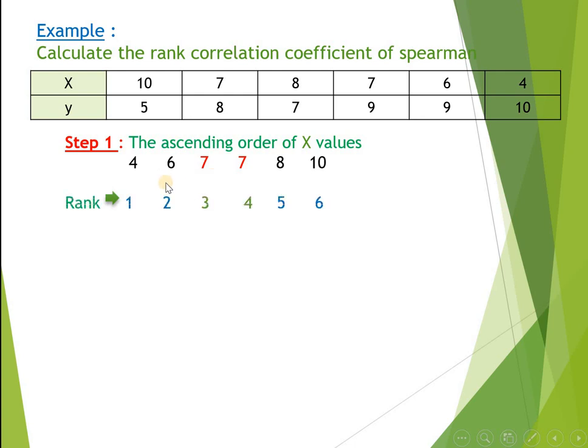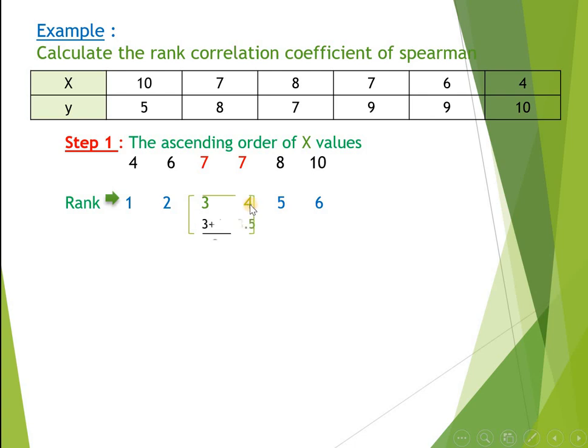Okay, we have the values 4, 6, 7, 7, 8, 10. 4 is the smallest, I will give it the first rank, 6 is the second, 7 is third, and 7. How come? 7 and 7. Why? It's not fair to say that this 7 is the third and that 7 is the fourth. It's not fair. So I'm going to calculate the average.